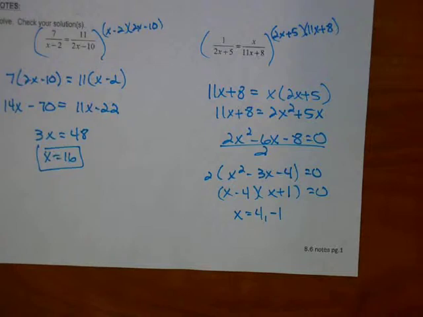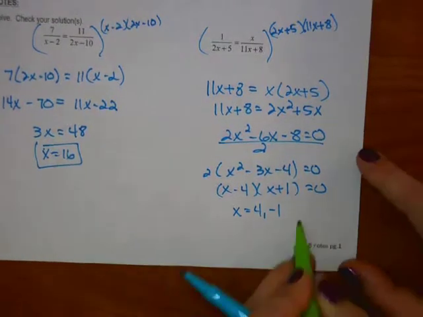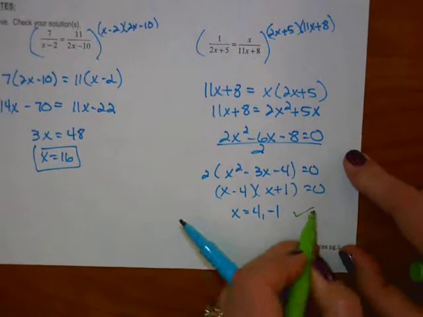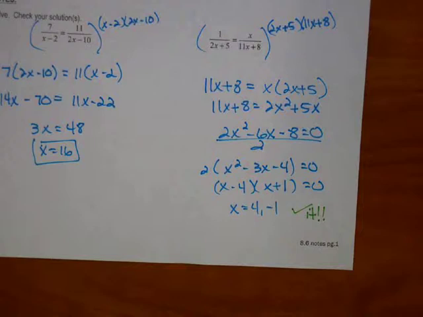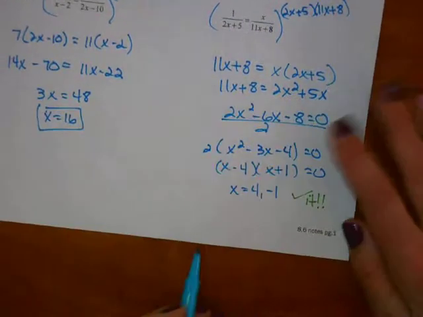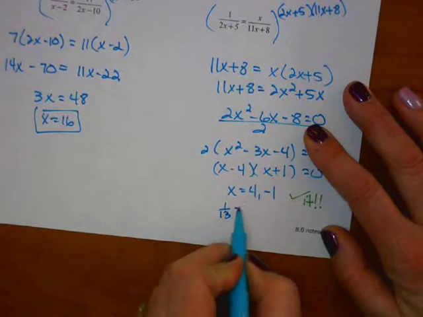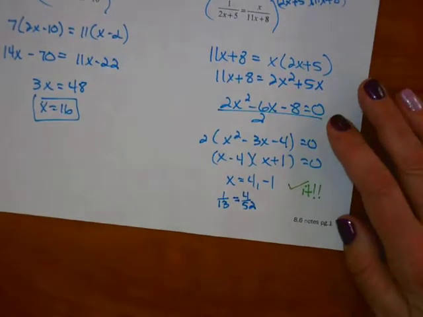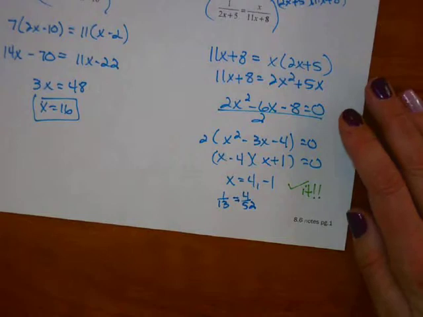Now, of course, you should take a moment to make sure they both work, because you might have an extraneous solution every once in a while. So check it. If I plug in 4, I end up getting 1 over 13 equals 4 over 52. Is that the same? Yes. 4 over 52 is 1 over 13.